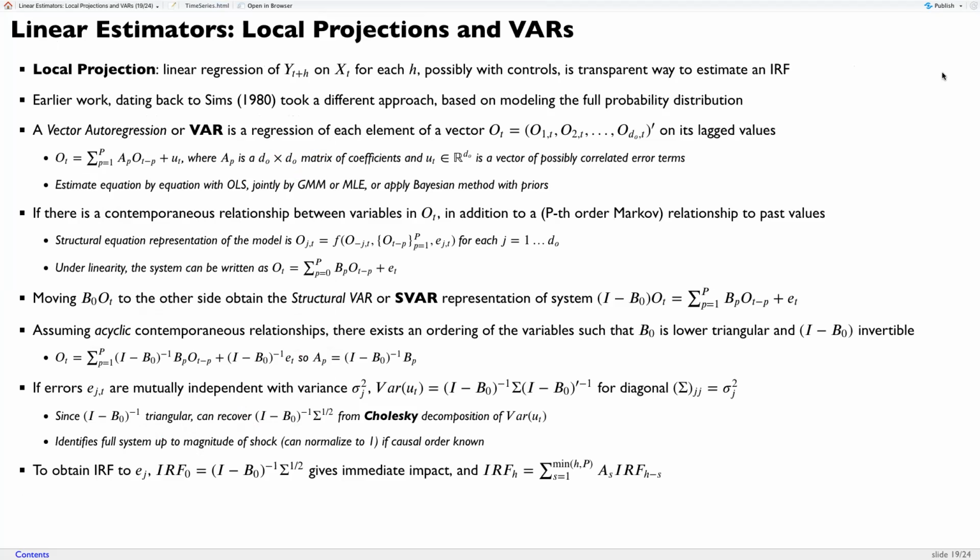So how do we do this in the linear case? Just very briefly, local projection is just OLS of y_{t+h} on x_t at each h, possibly with controls. It's easy to do. People actually used to do something more complicated. From Sims 1980, they modeled the full probability distribution with a full probability model called a vector autoregression, where they take the full data, O_t, so all the data, and regress it on its lag values for some number of lags, say p lags, with coefficients A_p for each lag. So for each variable, this is a linear regression on the lag values of all other variables, and then with some error terms.